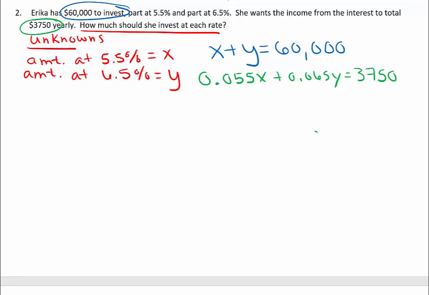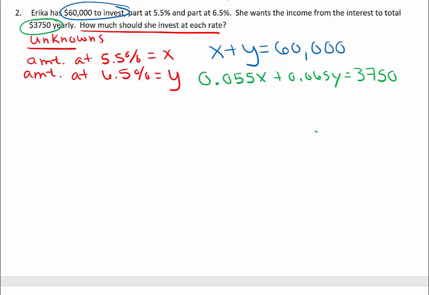Now her interest totals $3,750. We're going to always assume simple interest in this class, and so the interest she earns in the first account is just that percentage, 5.5% times x. Now when we do math with percent, we have to change it into a decimal. We have to move the decimal to the left 2 places. And so my second equation I have written in green.